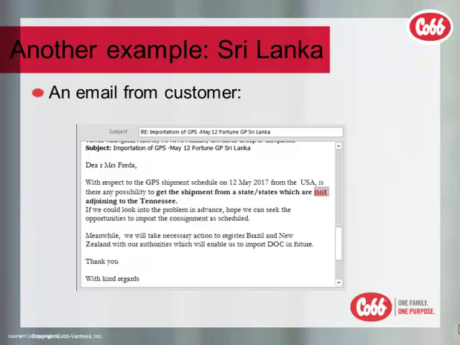Now, another example, and this is for what's happening these days. We get an email from a customer in Sri Lanka, and this customer says, discussing an order coming up.